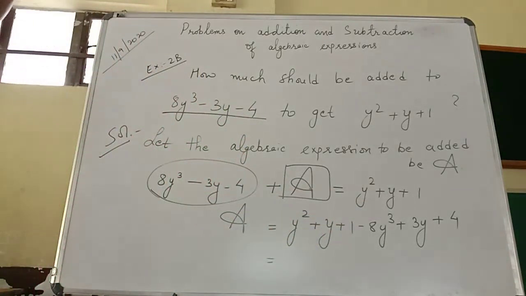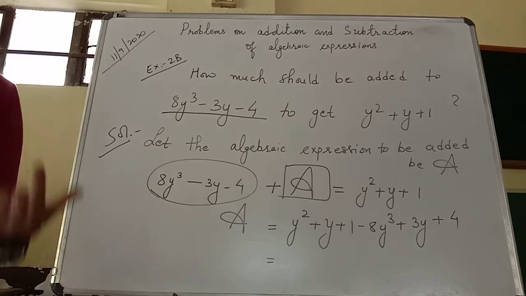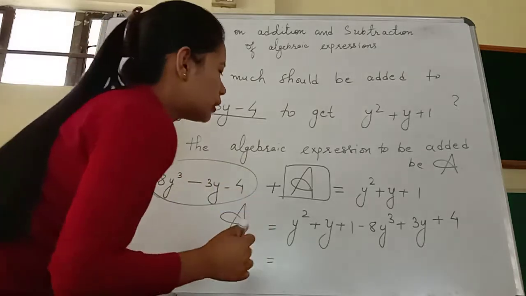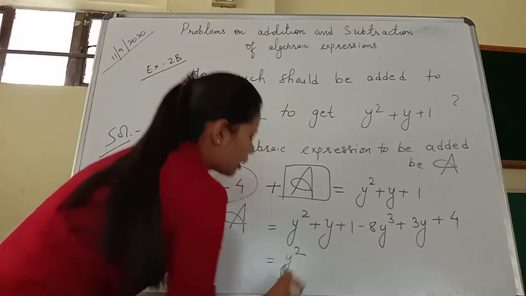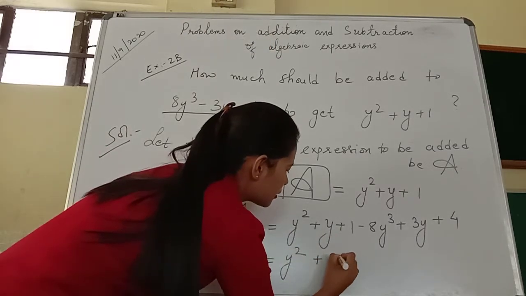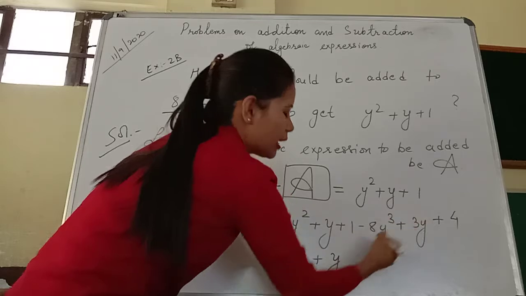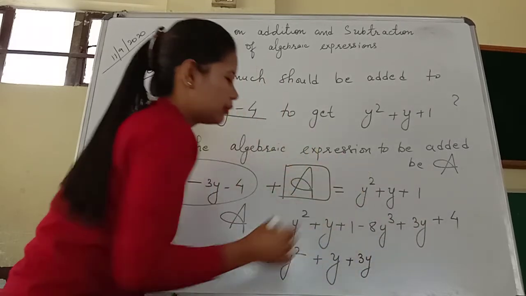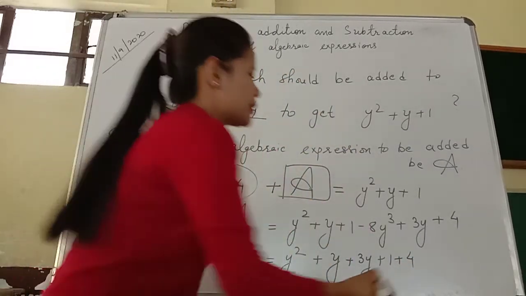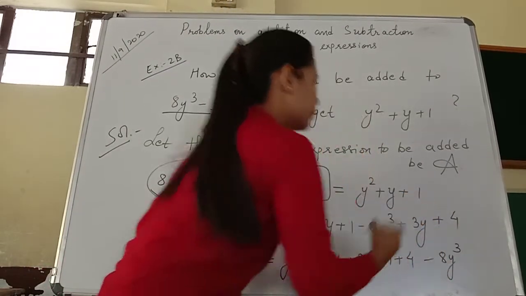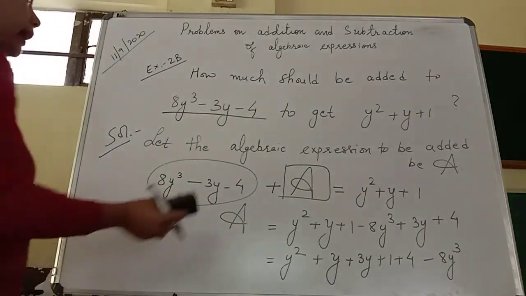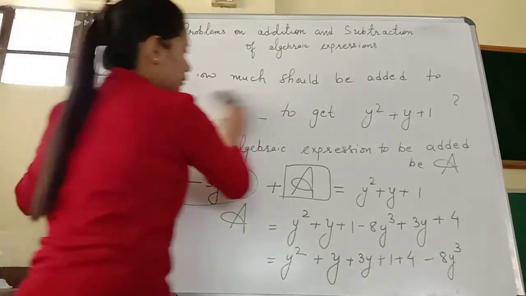We know how to solve this because we have already learned how to add and subtract algebraic expressions. So let us try to combine all the like terms together. Y square does not have any other like terms, so it remains as it is, plus y and this 3y are like terms, so I combine them together. Plus 1 and plus 4 can be written together, and minus 8y cube. In this step I did nothing but combine the like terms together.